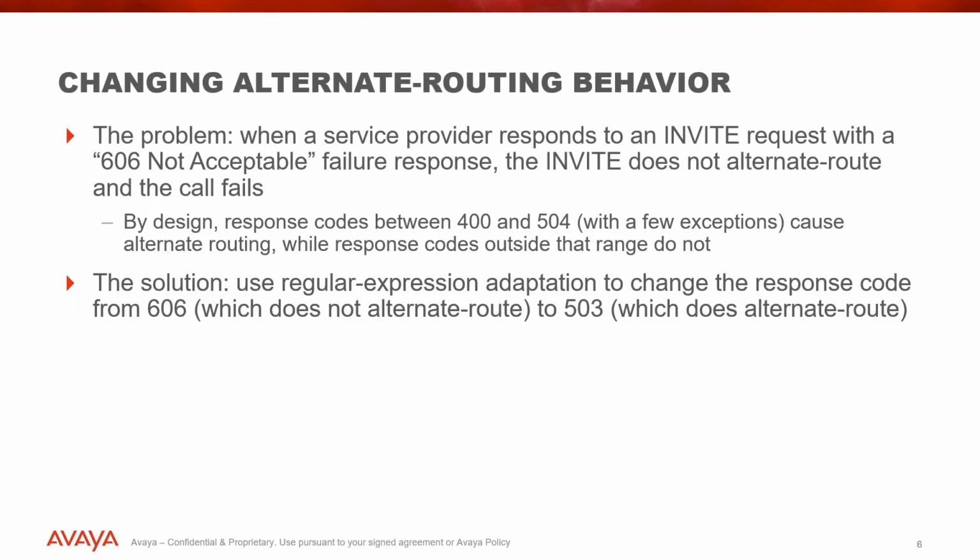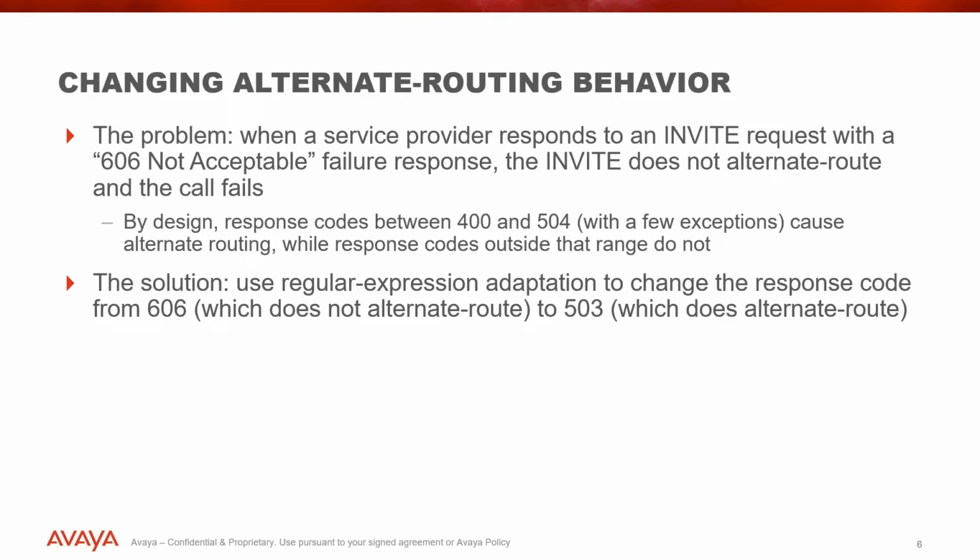So let's dive right into some examples. And these are all examples that customers brought to us. These aren't things we just made up in the lab. These are real customer problems. The first example is a fairly simple one. We'll start easy and we'll get more complicated as we go. So this one's about changing alternate routing behavior.